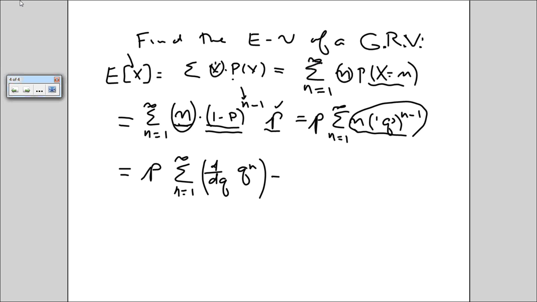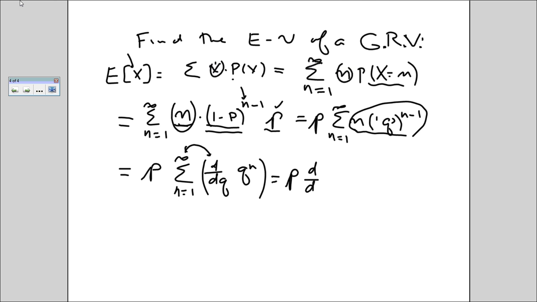Now, we have this rule for derivatives, that the derivative times the derivative of the summation of q to the n, and then goes from 1 to infinity.